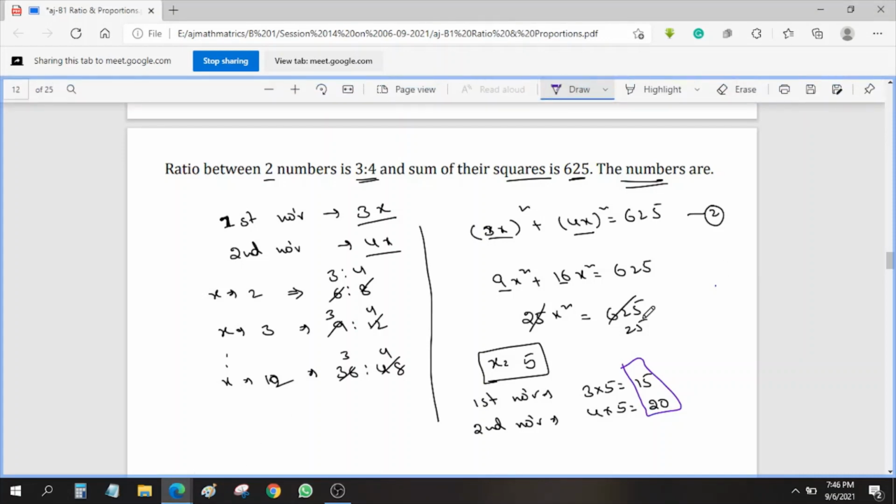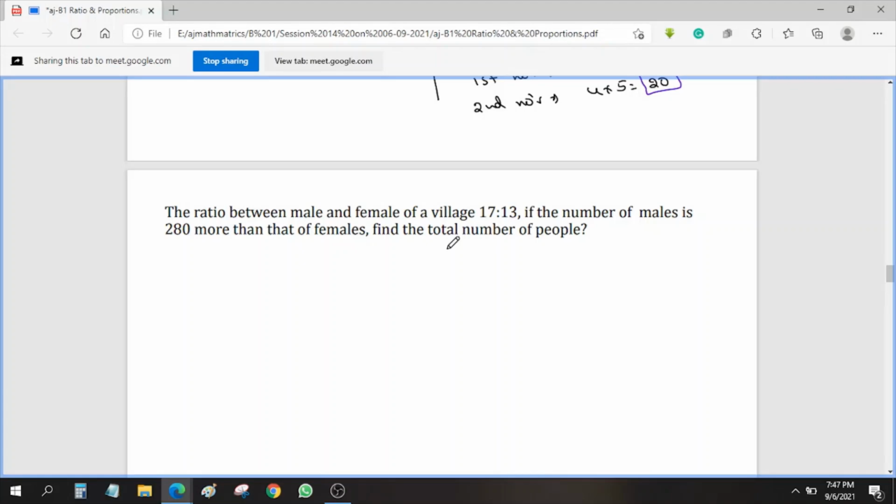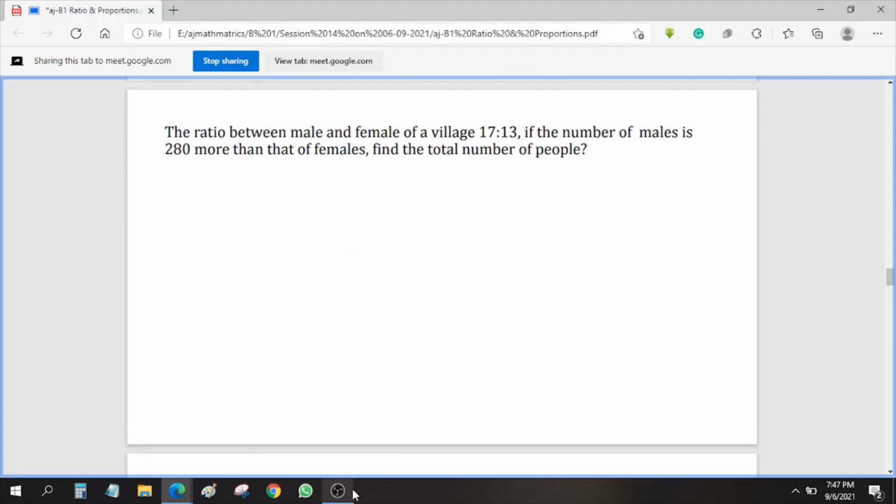So this is how you need to solve. First you need to understand what the question is asking, then you need to solve like this. Now I'll give you this question. I'm giving you 1 minute of time. Solve this.